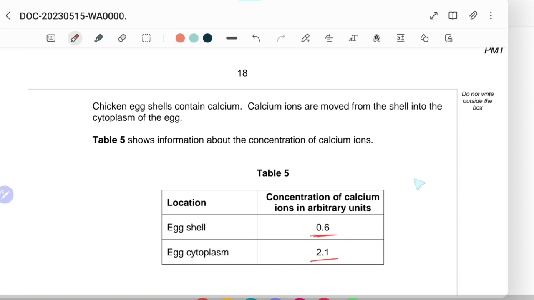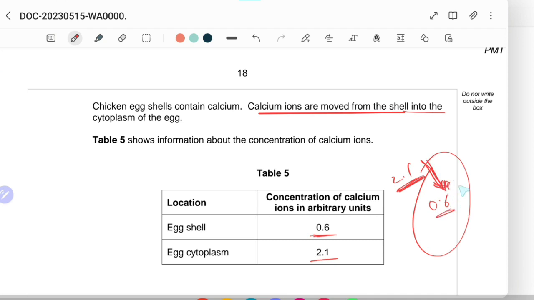2.1. Okay, so it's like you're having something like this: 0.6 inside, 2.1 outside. Now it says calcium moved from this shell into, wow, so it's moving like this. What does that suggest to you? It is higher here and it's lesser here, and it's still moving like this.